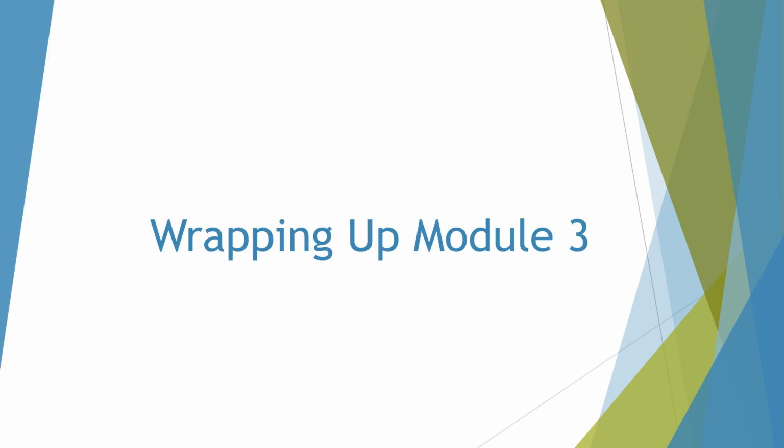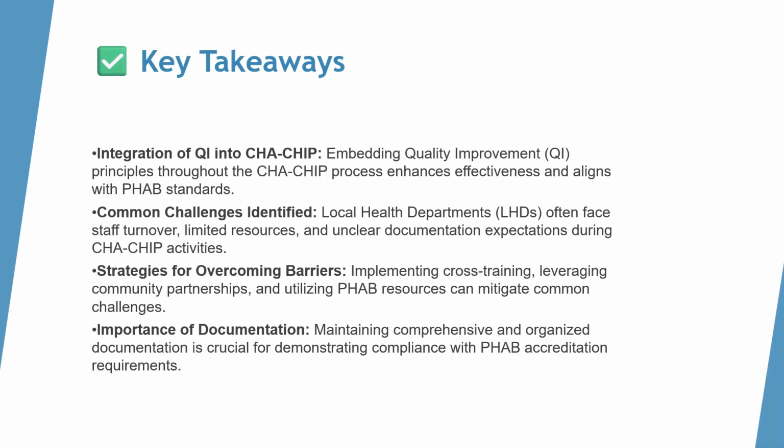So wrapping up Module 3, we focused on PHAB accreditation and best practices for documenting your work. The big takeaways from Module 3 are quality improvement isn't a separate process. It should be embedded into your CHOT from the beginning. When you do this, your work becomes more strategic, measurable, and aligned with PHAB standards. Challenges are common: staff turnover, limited documentation, unclear expectations. You can overcome these barriers though: cross-training, smarter organization, leveraging community partnerships. And finally, documentation matters. Keep a clear, accessible, and well-maintained record of your work.